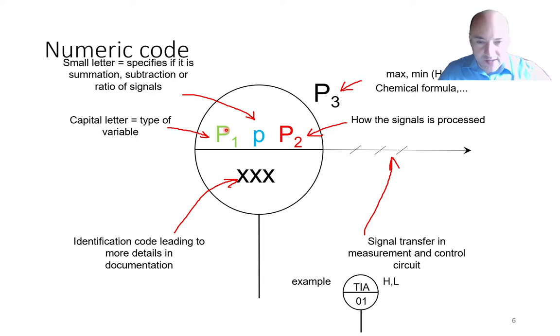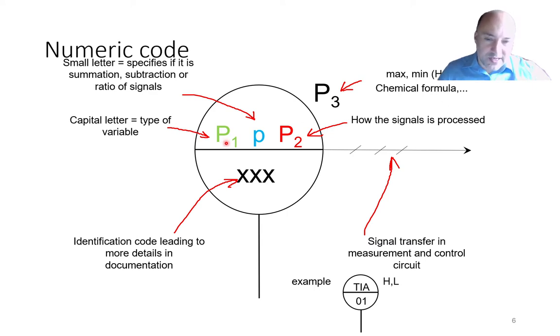It is usually a three letter code, but it really depends on what you actually measure. So it may be two letters, or it may be more letters than three. Anyway, the capital letter, that's the first one, is telling you what is the type of the variable.